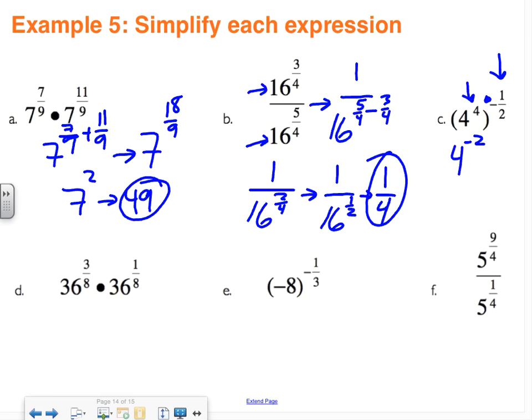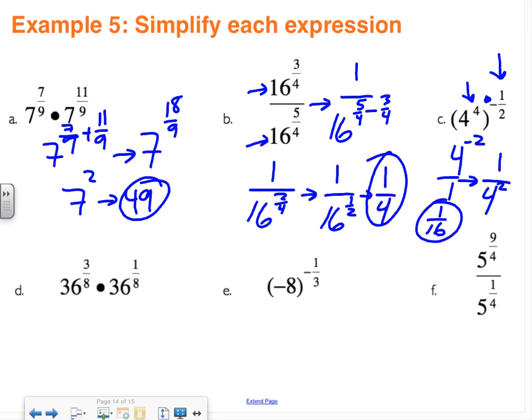Then dig deep into the bowels of your memory to figure out what you do with negative exponents. If you want to get rid of a negative exponent, you move the whole term from one side of the fraction line to the other. So in this case, this is all over 1. Now it's going to be 1 over 4, but instead of a negative 2, it's going to be a positive 2. So we got 1 over 4 squared. And of course, 4 squared is 16, so it's 1/16.